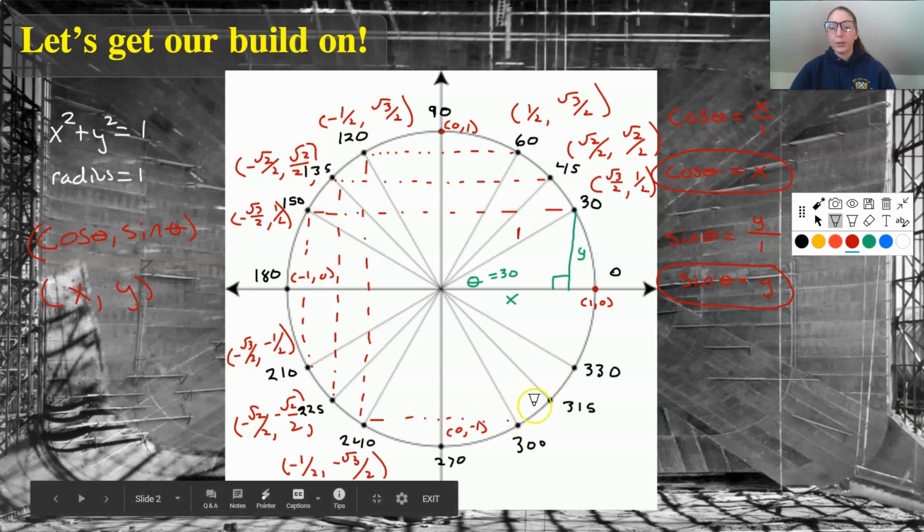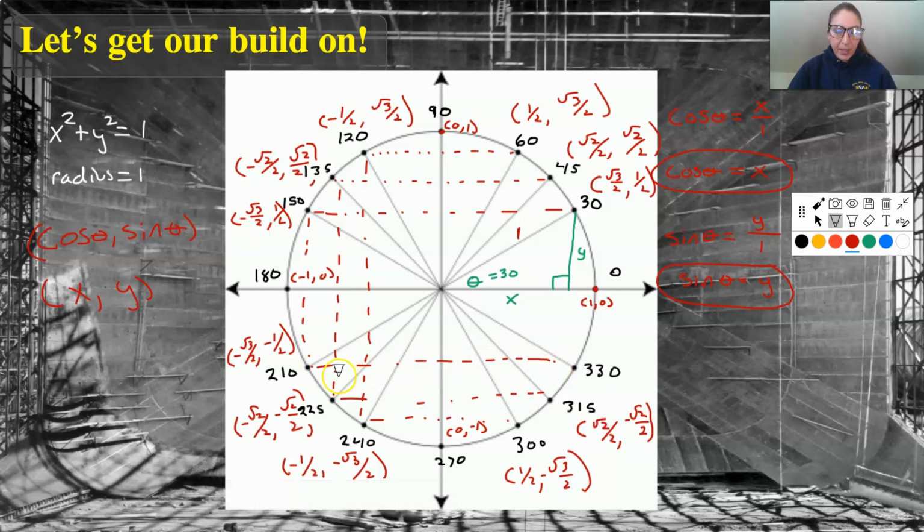So now I'm in quadrant 4. So in quadrant 4, cosine is positive and sine is negative. So now cosine is positive, sine is negative. Okay, let's reflect over here. Cosine is now positive. Sine is now negative. Terrible parenthesis to complete that. And then these guys are reflections.